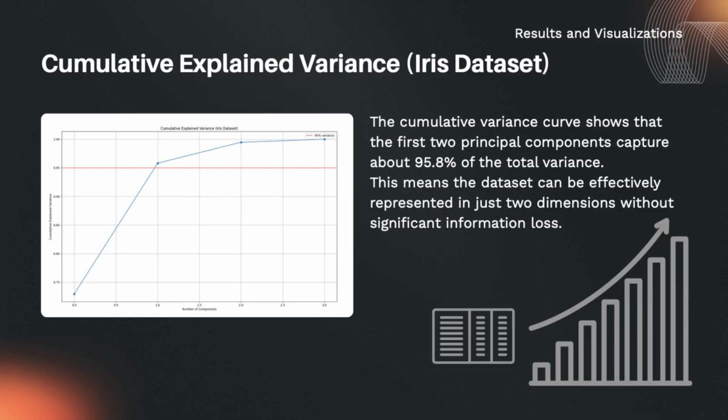This graph shows the cumulative explained variance for each principal component. From the curve, we can see that the first two components capture about 95.8% of the total variance. This means that almost all meaningful information from the original four features can be represented in just two dimensions with minimal loss. Therefore, using two components is an efficient and justified choice.